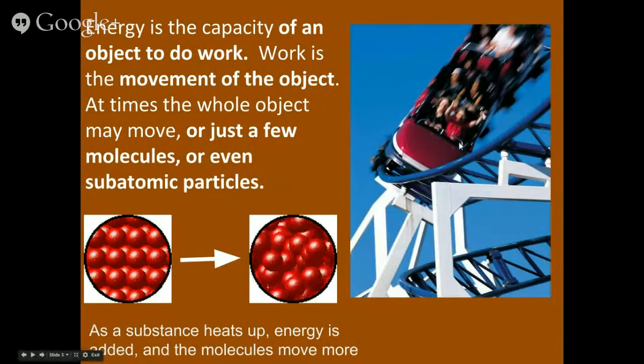So we have the example of the roller coaster moving. That would be the entire object doing work, and it requires energy for this roller coaster to move. Another example is the movement of molecules. This picture would be an example of a solid, and this picture would be an example of a liquid. Well, to take a solid to a liquid, you need to add heat. Heat is a form of energy, so by adding energy to the substance, it ends up doing more work. And work is, again, movement. So look at how the movement changes when you add heat to something. We have less movement, more movement. Heat is energy, work is movement.